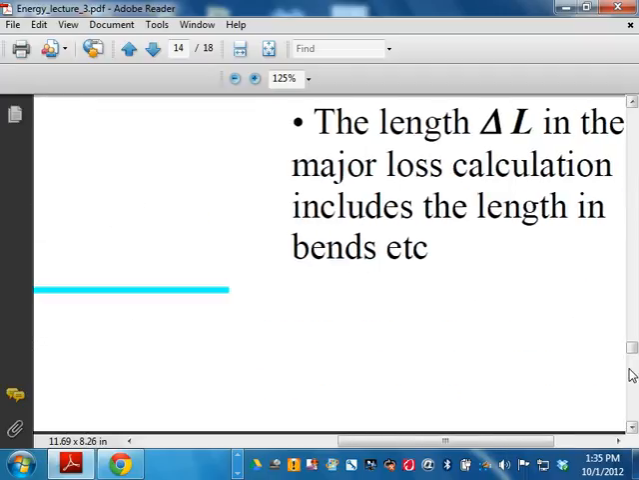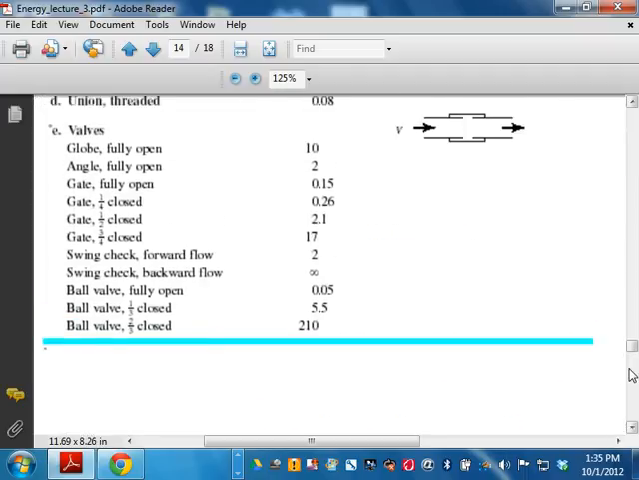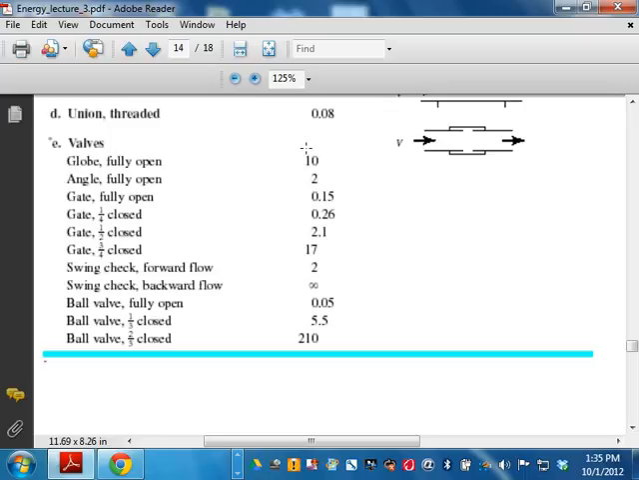So when it's fully open, it's 10. A gate valve when fully open is only 0.15, not bad. And as you close the valve, you can increase the head loss. You can control it, and that's how it's used to control the flow. Increase the minor losses until very high.